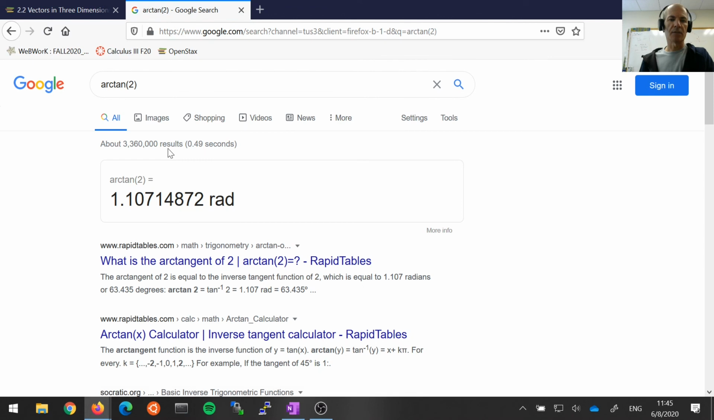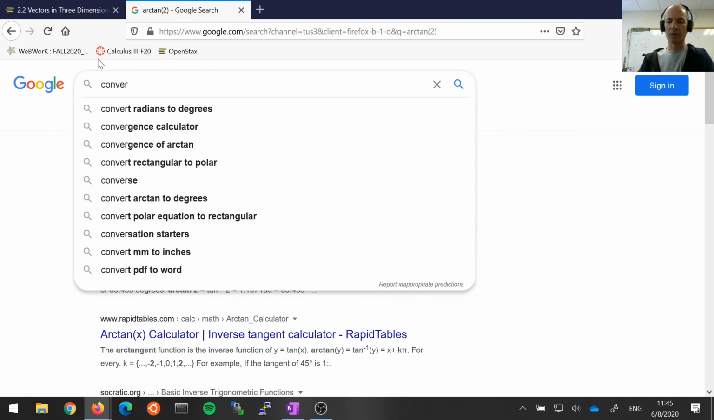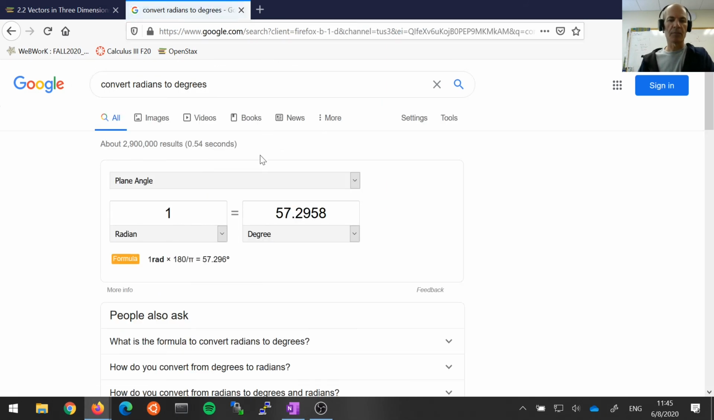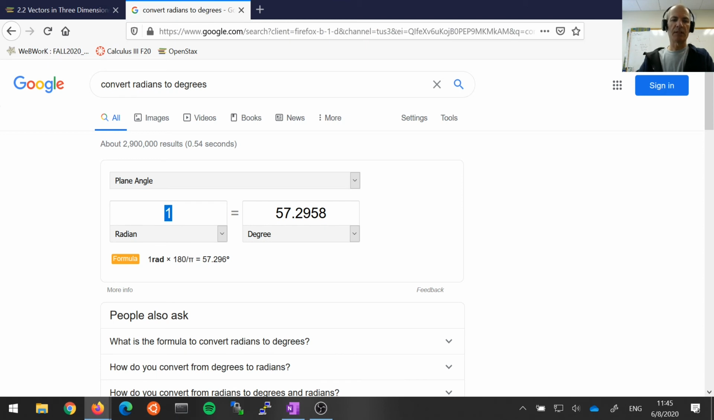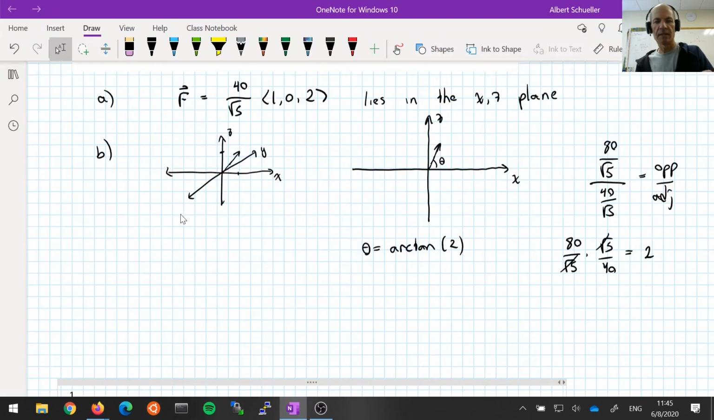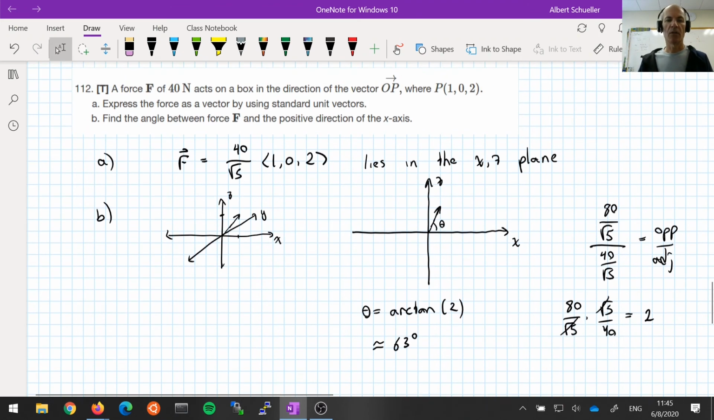So the arctan of 2 is 1.1 radians, and then we can convert those radians to degrees and see if it makes sense. I already forgot what the radians were. 1.1. All right, 1.1 is 63 degrees. And does that look like a 63-degree angle? Sure. So about 63 degrees is the angle that the force makes with the positive direction of the x-axis.